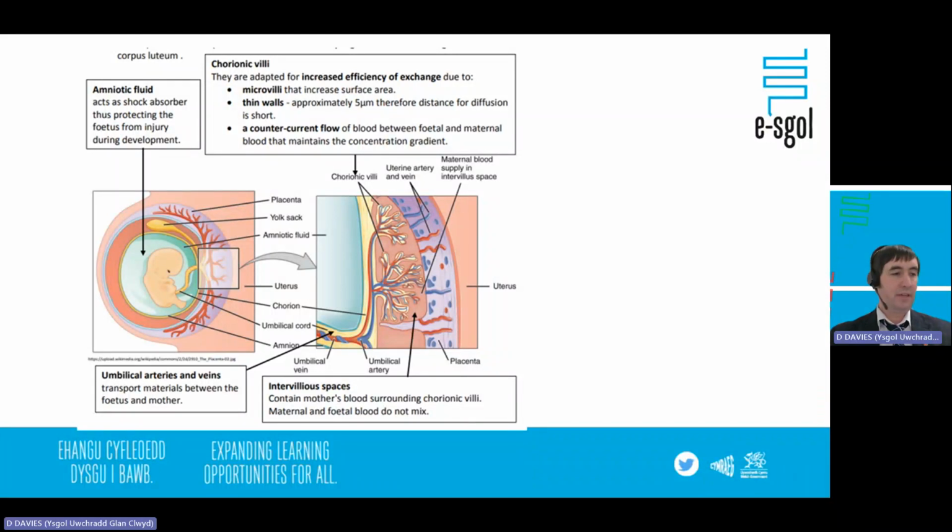Here's another diagram showing you that. This here is the trophoblast, around there. The germinal disc develops into the embryo, connected to the placenta by an umbilical cord. The umbilical cord has these chorionic villi that grow into there. So it increases the surface area, short diffusion distance, countercurrent flow, some of the things that you've learned previously, in order to increase exchange of substances.